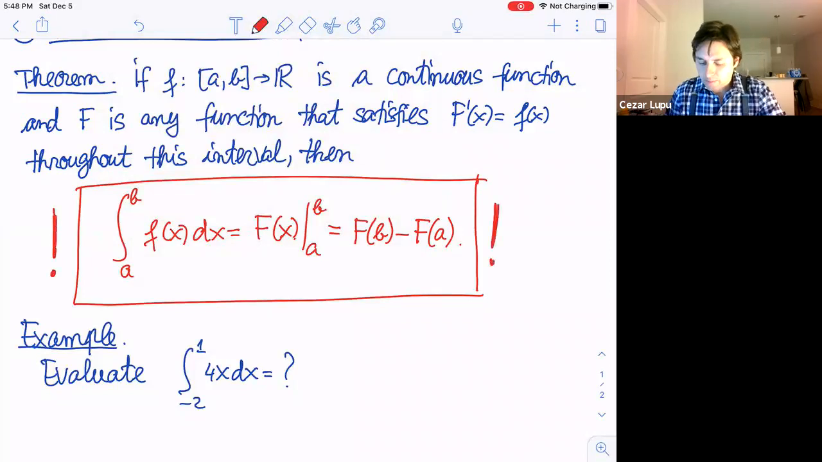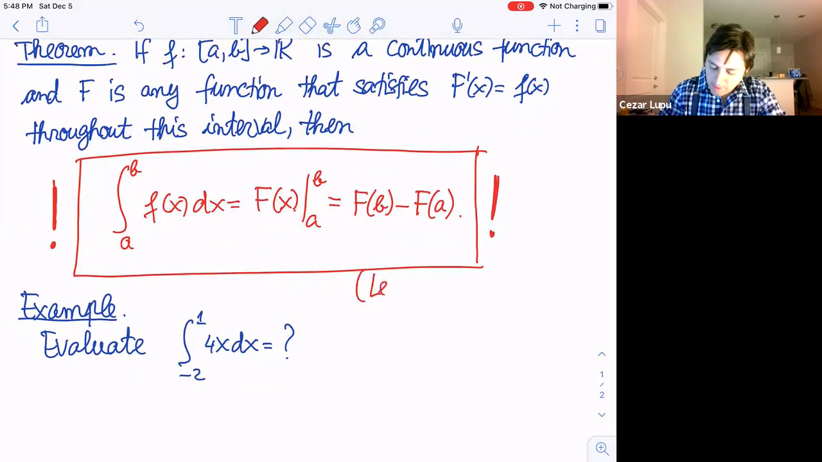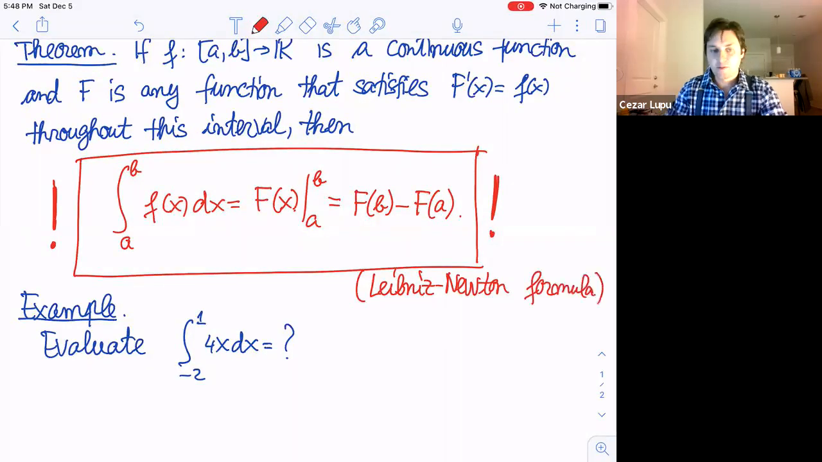Also, I would like to make a comment here. This is also what we call Leibniz-Newton's formula. So it's due to these two mathematicians and physicists, Leibniz and Newton. If you're wondering about Newton, yeah, that's right, that's Isaac Newton, the one and only. All right, now let's evaluate this.